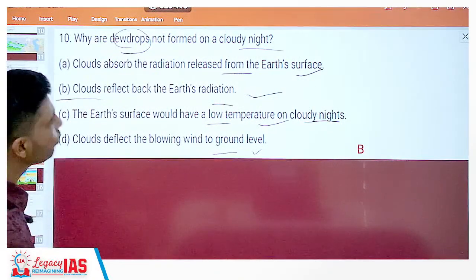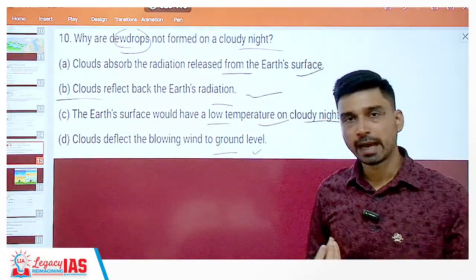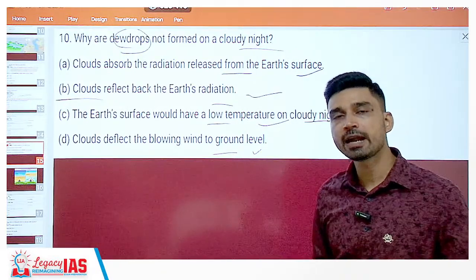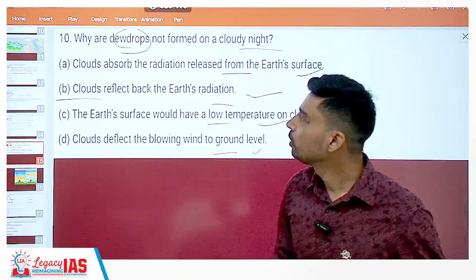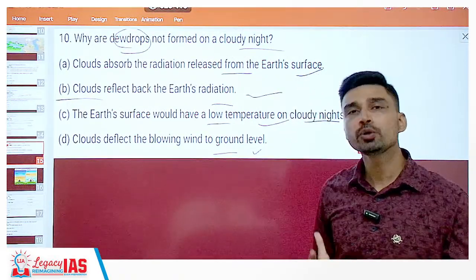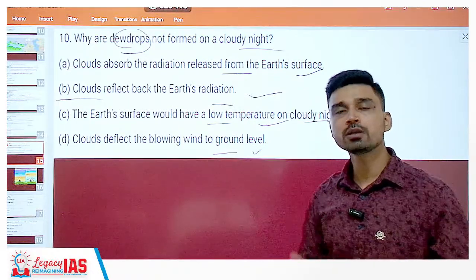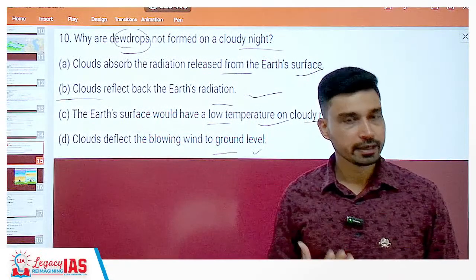Basically, the reason why dewdrops form is that the temperature suddenly becomes very low. As the temperature becomes very low, the water vapor present in the atmosphere condenses around any solid surface. That is why you have the formation of dew. Now why does the temperature become very low during the night? The reason is, especially during winters, the Earth loses a lot of its energy in the form of terrestrial radiation.